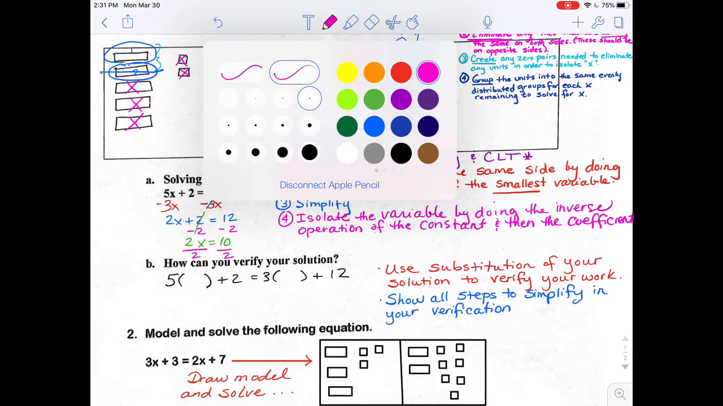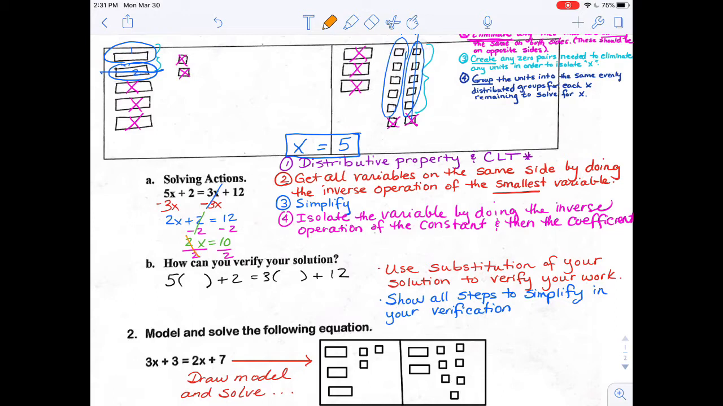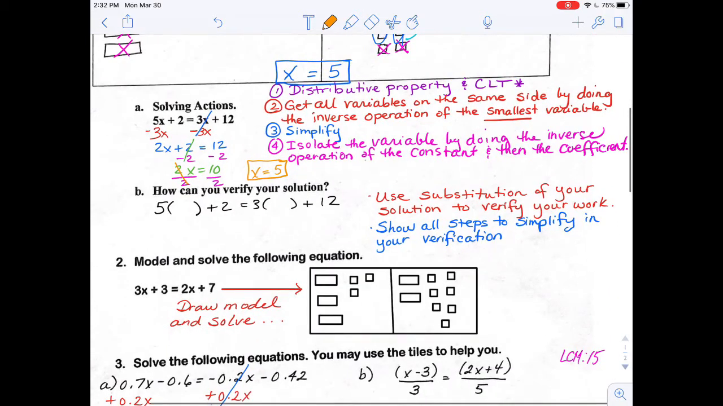And when I finish all of that, I should have x is equal to 5. So you can see that from a model and from an equation, I will still get the same answer. Now to verify, that means I actually need to see you rewrite that problem where it comes down and I'm putting those parentheses instead of my variable. And now we're going to go ahead and substitute in my answer, my solution, into the original equation.